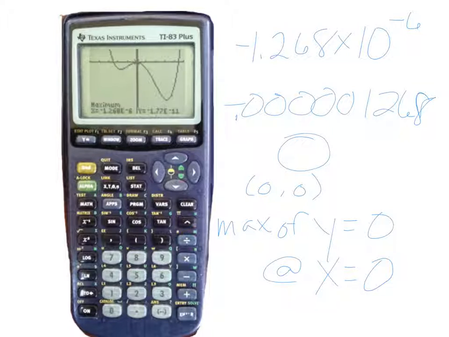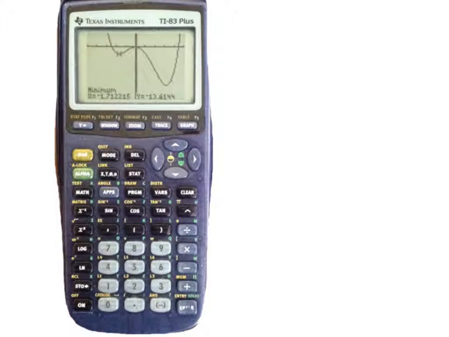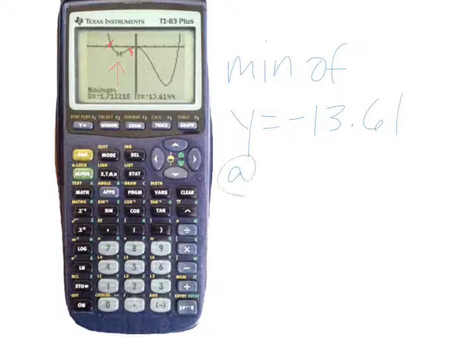Now you're just going to repeat those steps to find the minimums. You're going to push second trace, choose minimum, and I'm choosing to find the one on the left. So when you choose minimum, it will ask you to go to the left, hit enter, go to the right, hit enter, and then when it says guess, you hit enter again. So we have a minimum of y equals negative 13.61, let's just round to 2 places, at x equals negative 1.71.